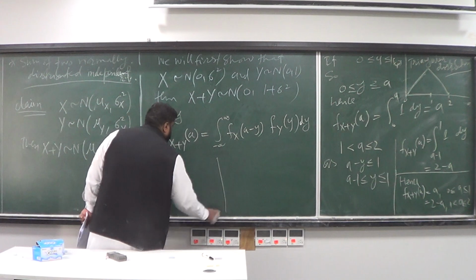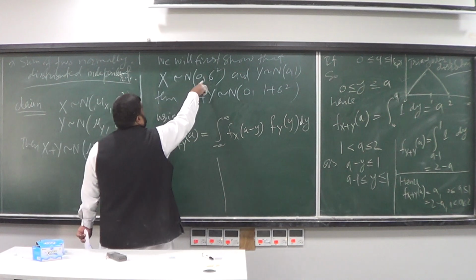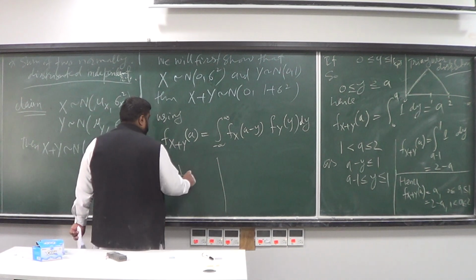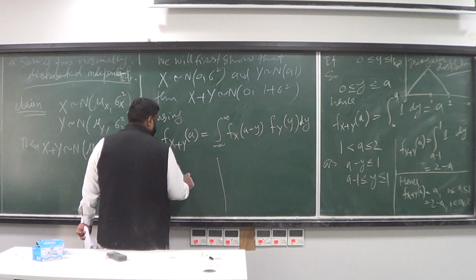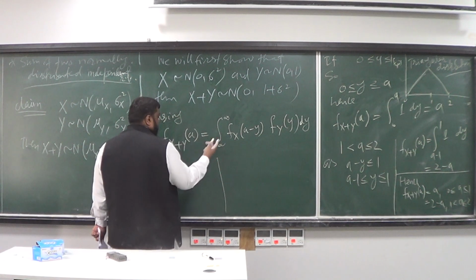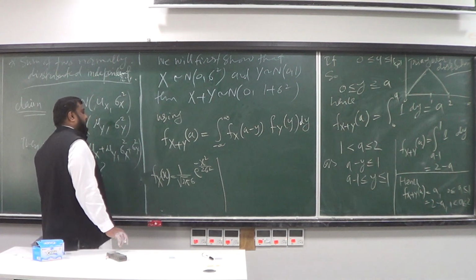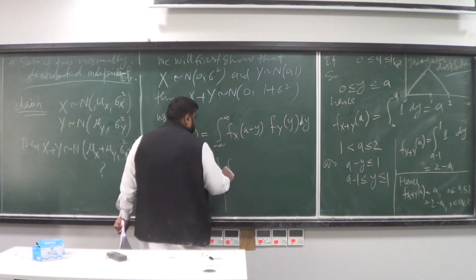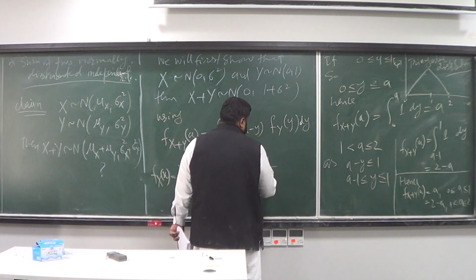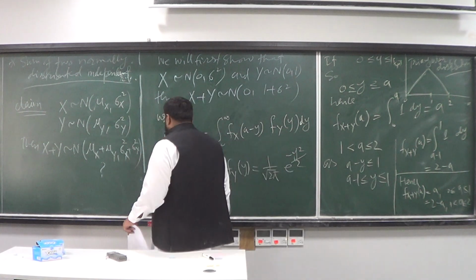By the way, what would be the PDF of the normally distributed random variable with mean 0 and variance sigma square? So f_X(x) is going to be 1 over square root of 2 pi sigma, e to the minus (x minus mu) squared, so mu is 0, x square over 2 sigma square. This is the PDF of X. And what would be the PDF of Y? f_Y(y) is simply 1 over square root of 2 pi, e to the minus y square over 2.